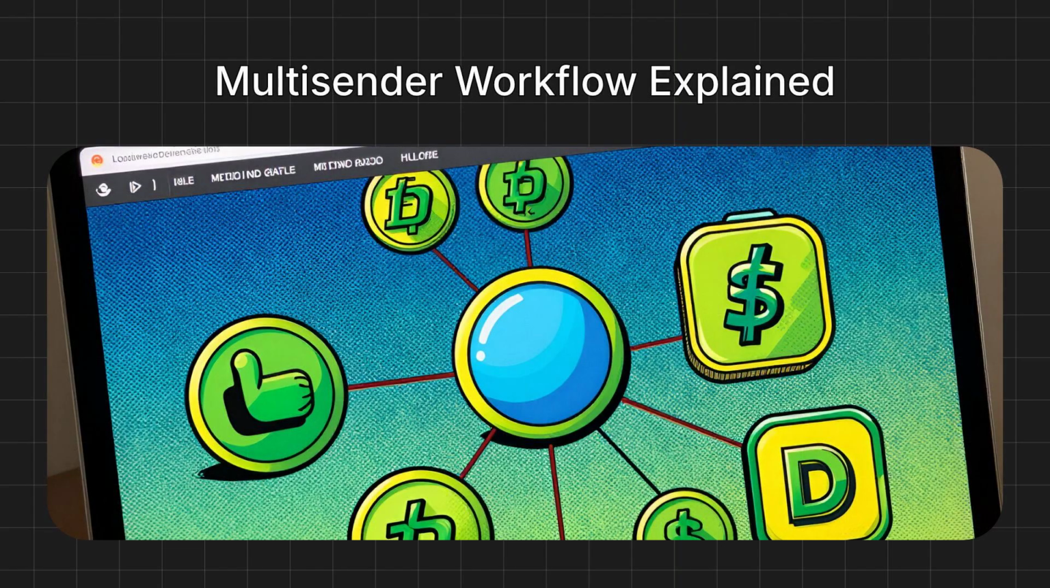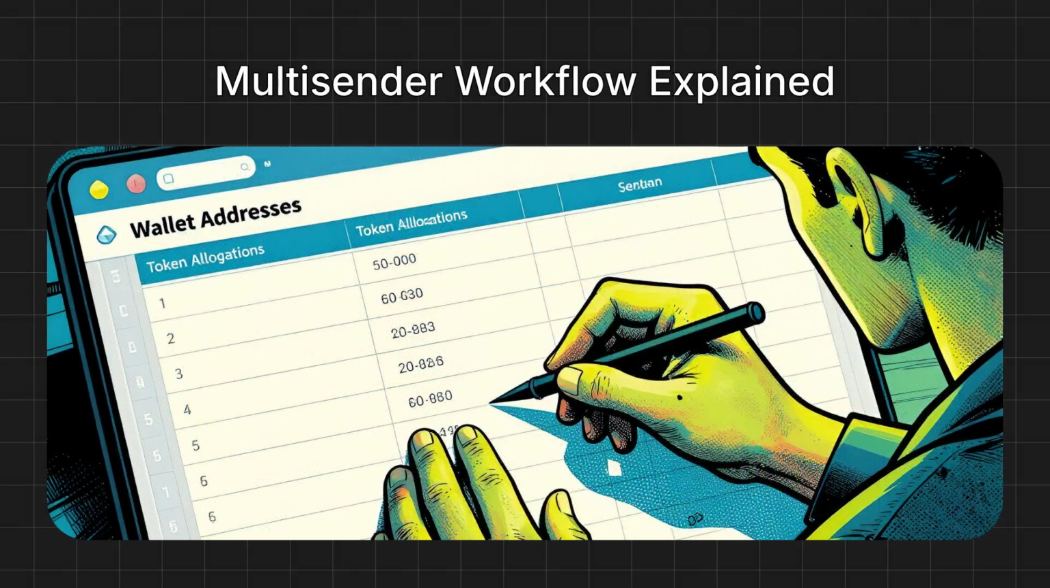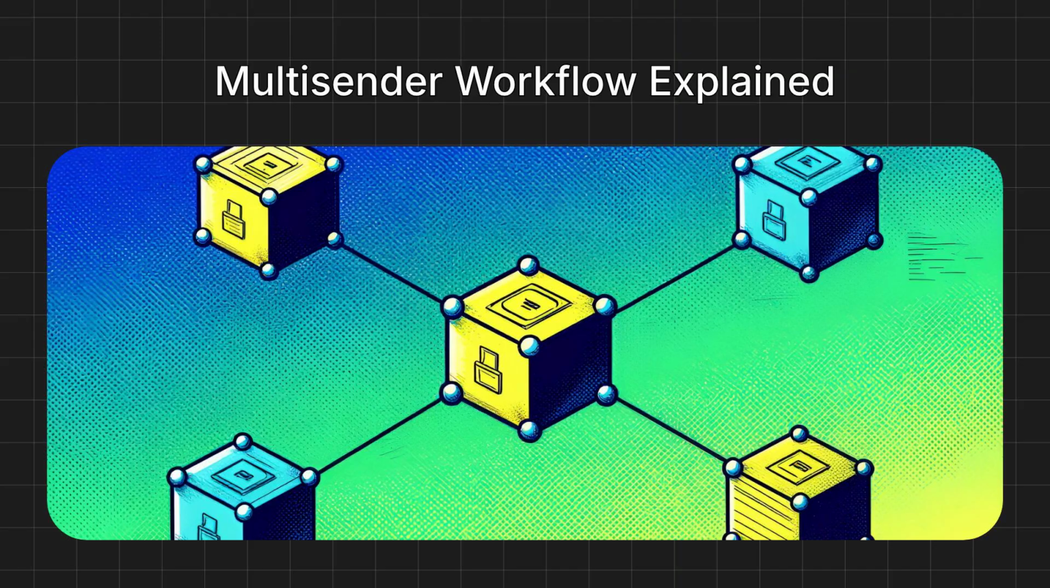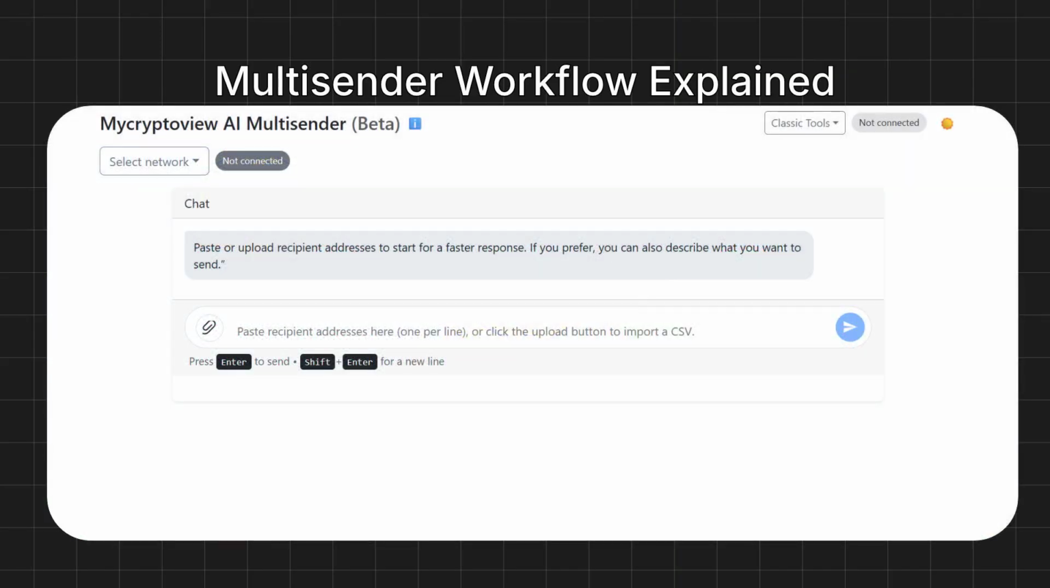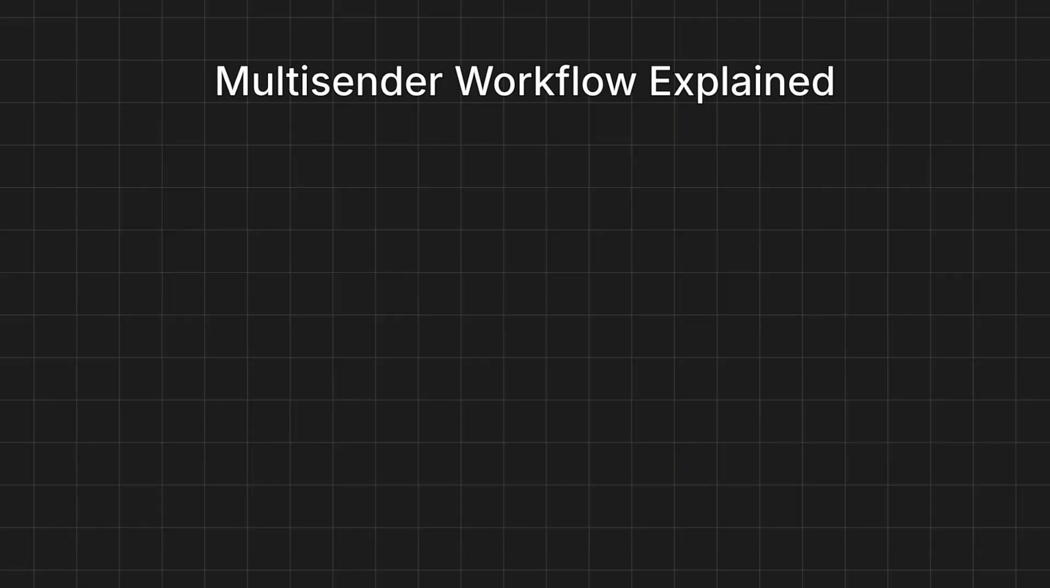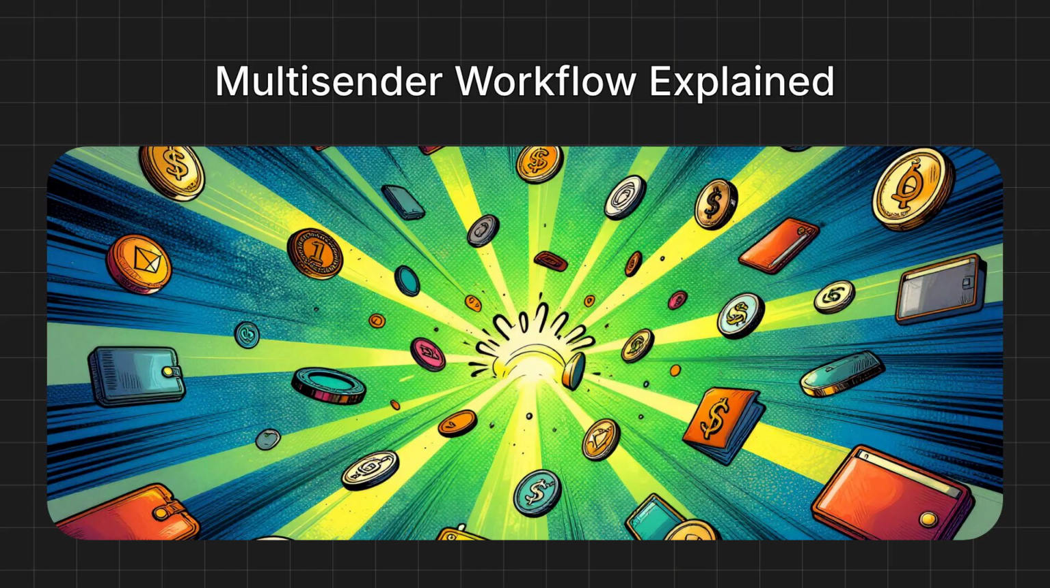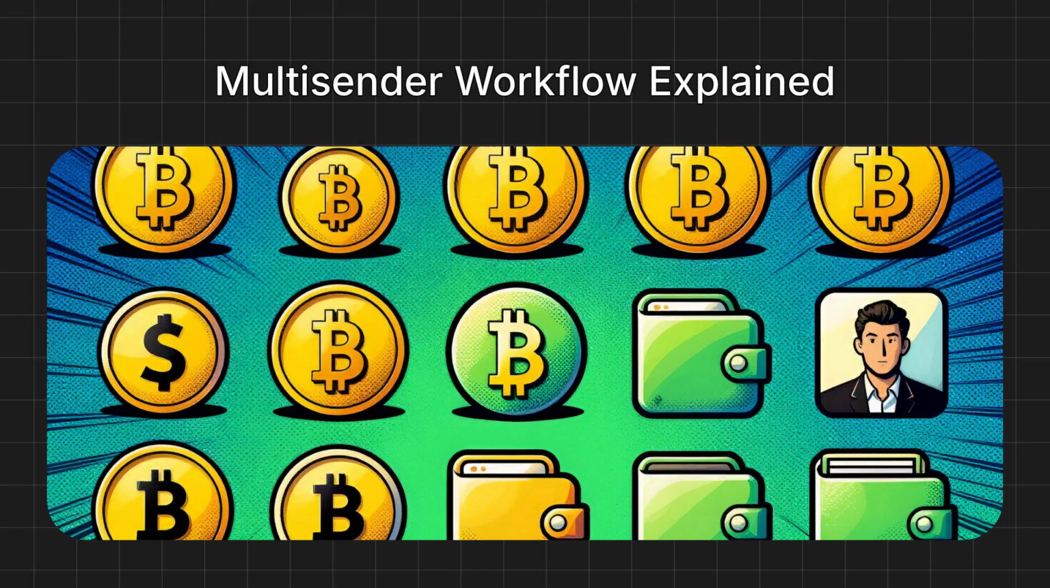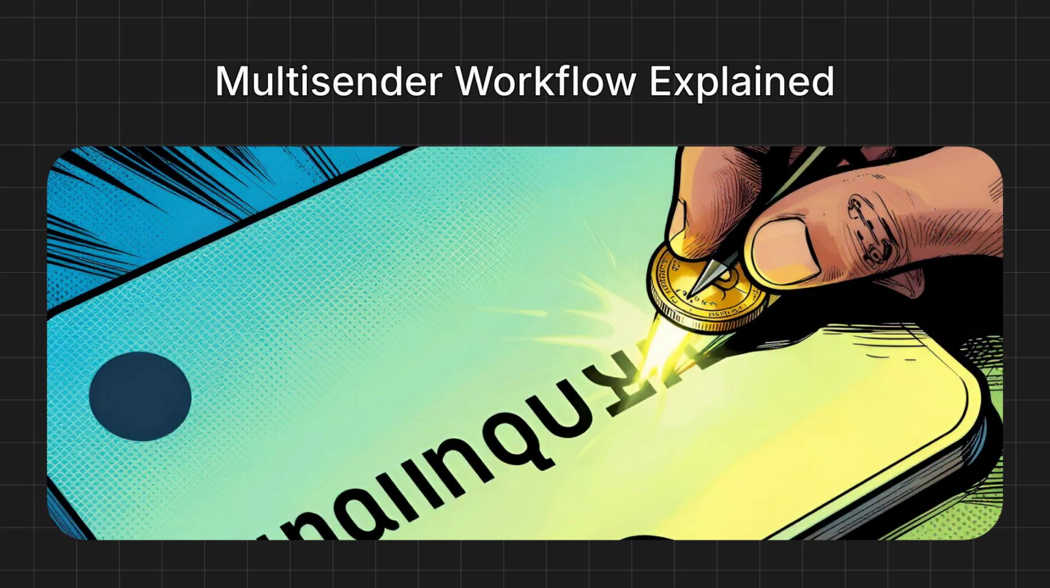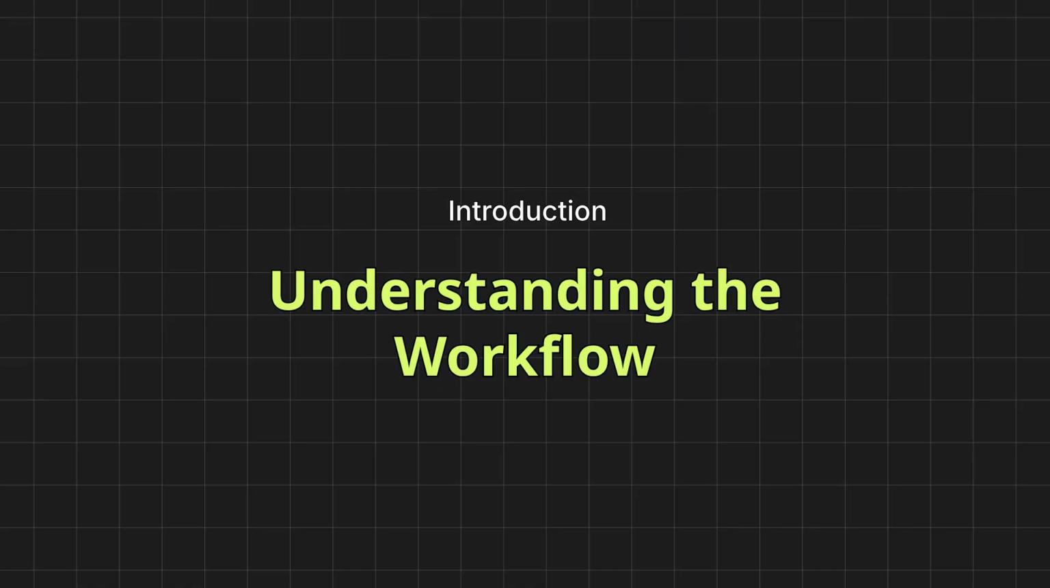One of the easiest ways to handle token distributions is by using a multisender workflow. Multisenders allow projects to prepare a wallet list with token allocations and execute the transfers in a structured process. In this tutorial, we'll demonstrate the workflow using the AI multisender on My Crypto View. This example will show how projects can distribute tokens to many wallets while assigning different token amounts to each address. Let's walk through how the batch transfer workflow works. The process is simple and follows a few clear steps. Each step will appear on screen so you can follow the process easily.